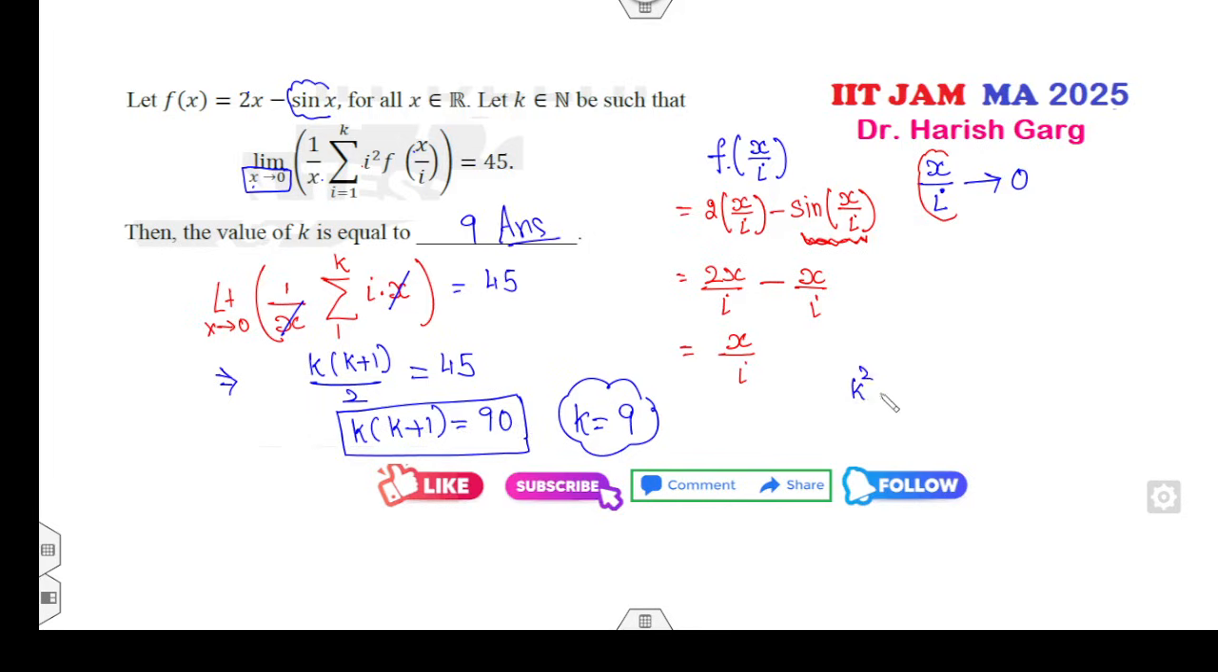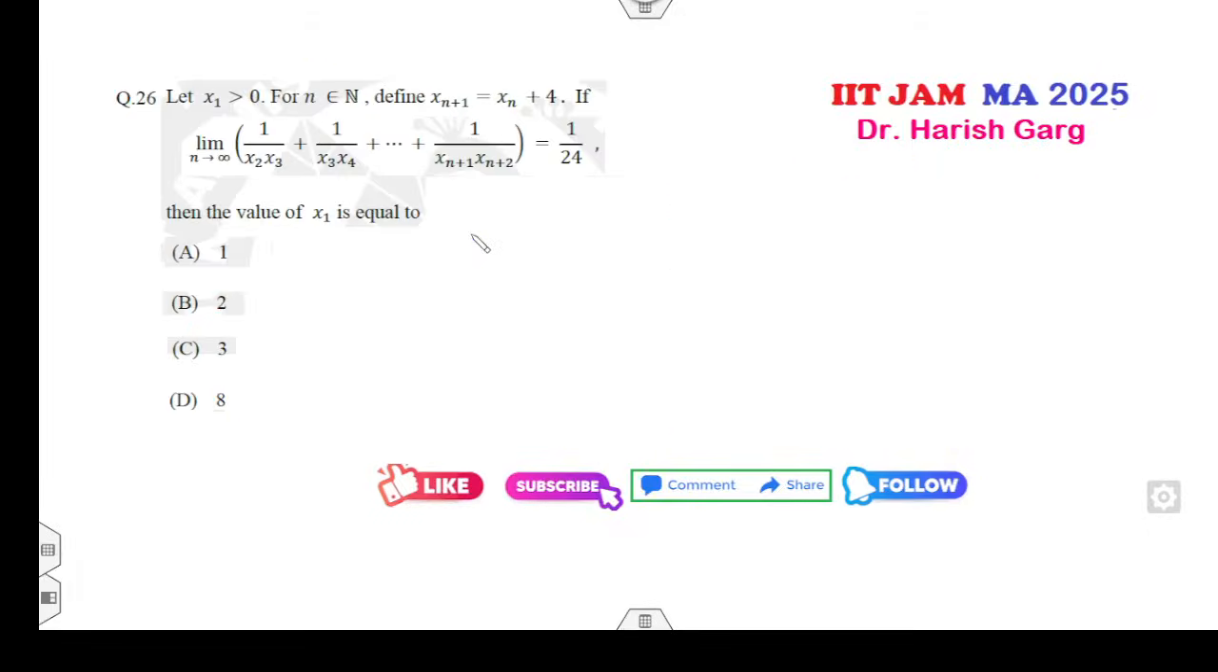Otherwise, you can solve by using the quadratic rule. Fine. You can factor them: k minus 9, k plus 10. But k plus 10 can never be 0 because k is my positive integer. So the value of the k is 9 is the right answer.